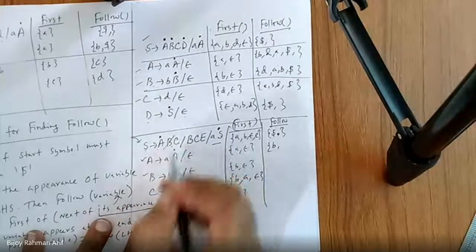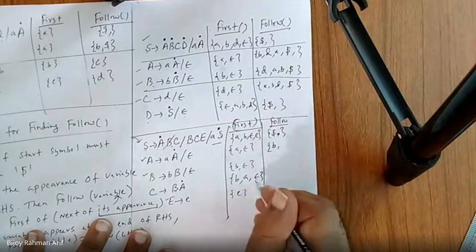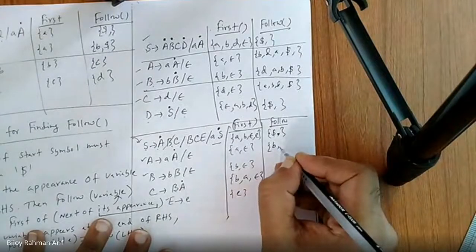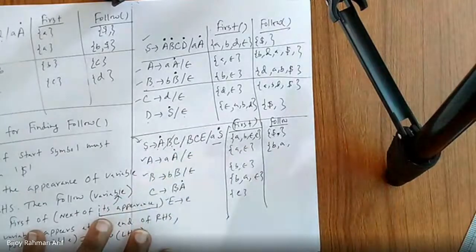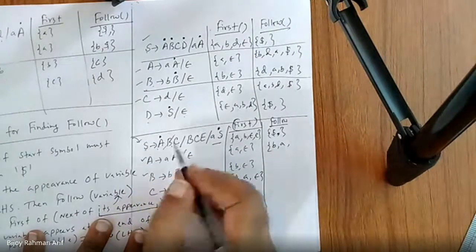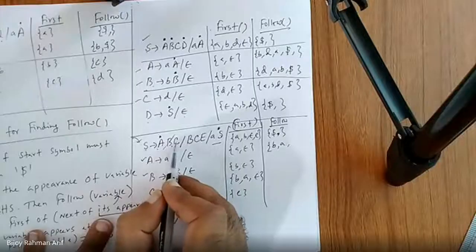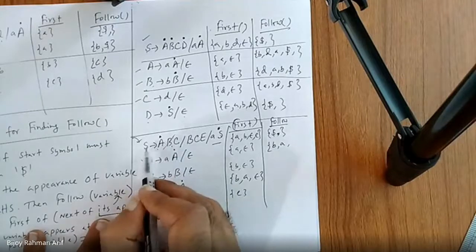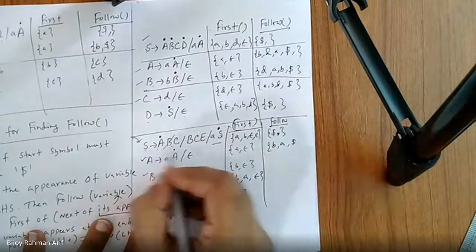So C appears. What is first of C? First of C is nothing but BA and epsilon. Then put A, then epsilon, it does not take anything. C appears at the end. So according to rule number 3, follow of C is nothing but follow of S. In this case, follow of S, we are complete with that one, it is dollar. So this one is done.